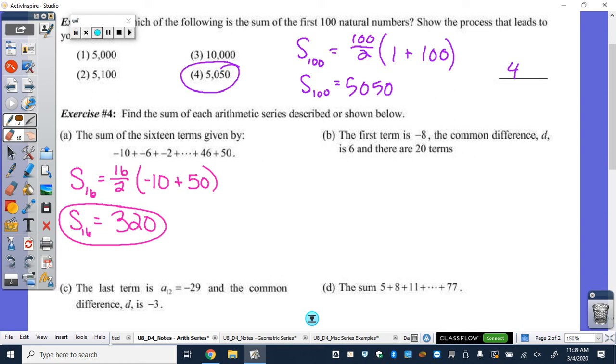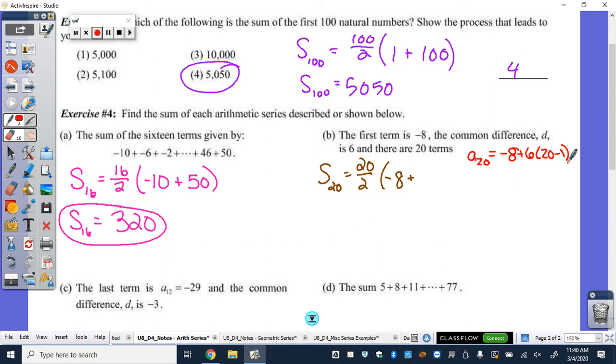B, the first term is -8. The common difference is 6, and there are 20 terms. So as we start to fill in our formula, we have 20 terms, so it's going to be S sub 20, and then 20 divided by 2 starts it off. We know our first term is -8. Do we know our 20th term, though? No. We need to figure that out. So that gets connected to our other arithmetic formula that we've been using. A sub 20 equals the first plus the common difference times n minus 1. So plus 6 times 20 minus 1.